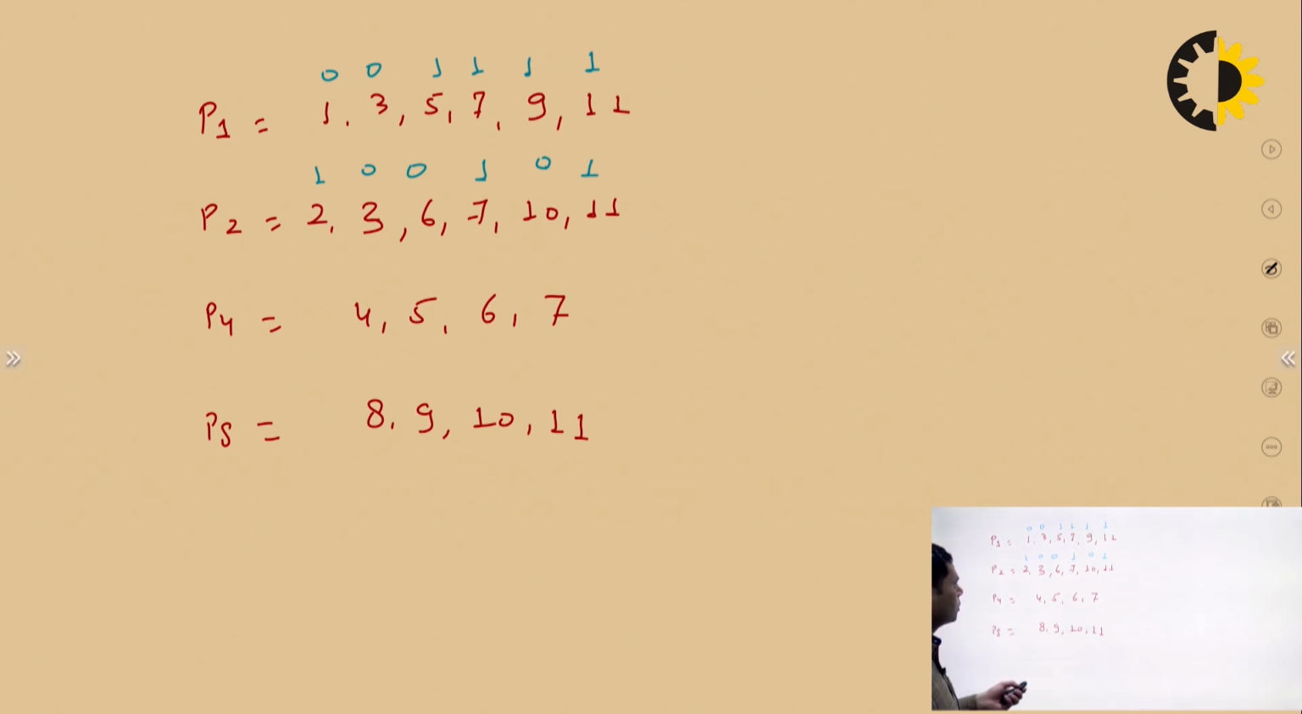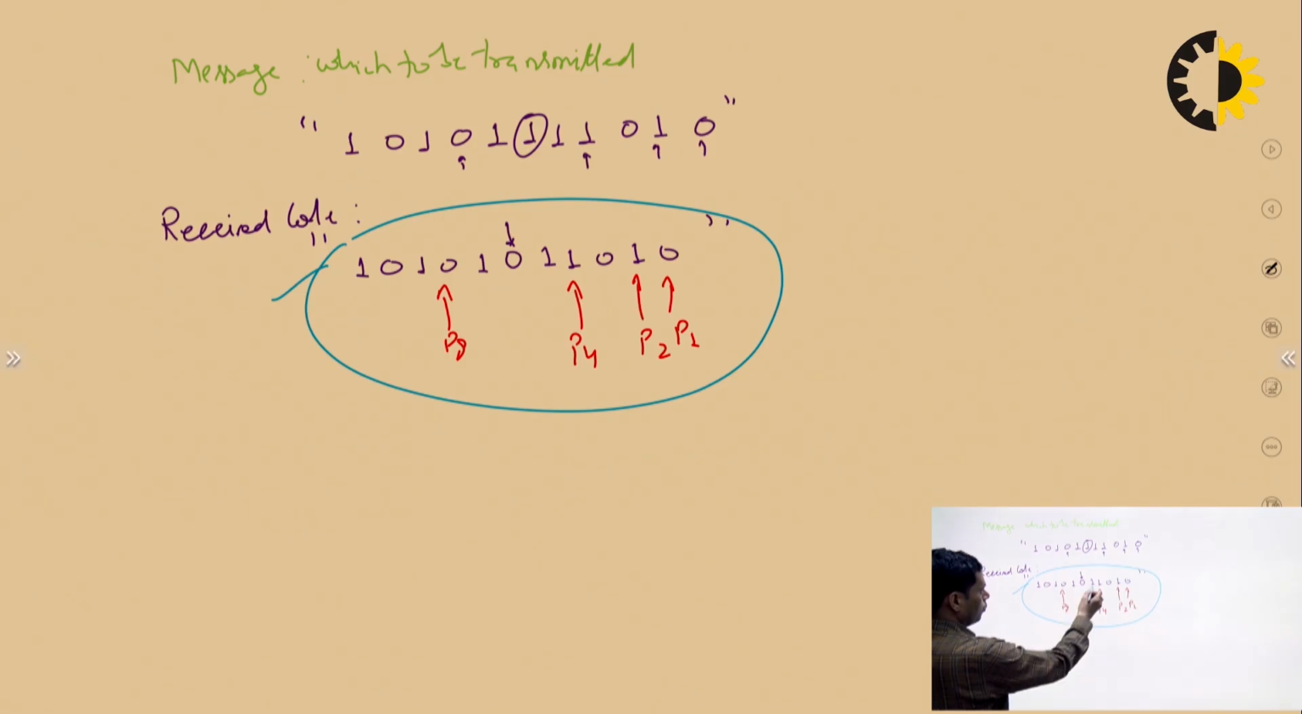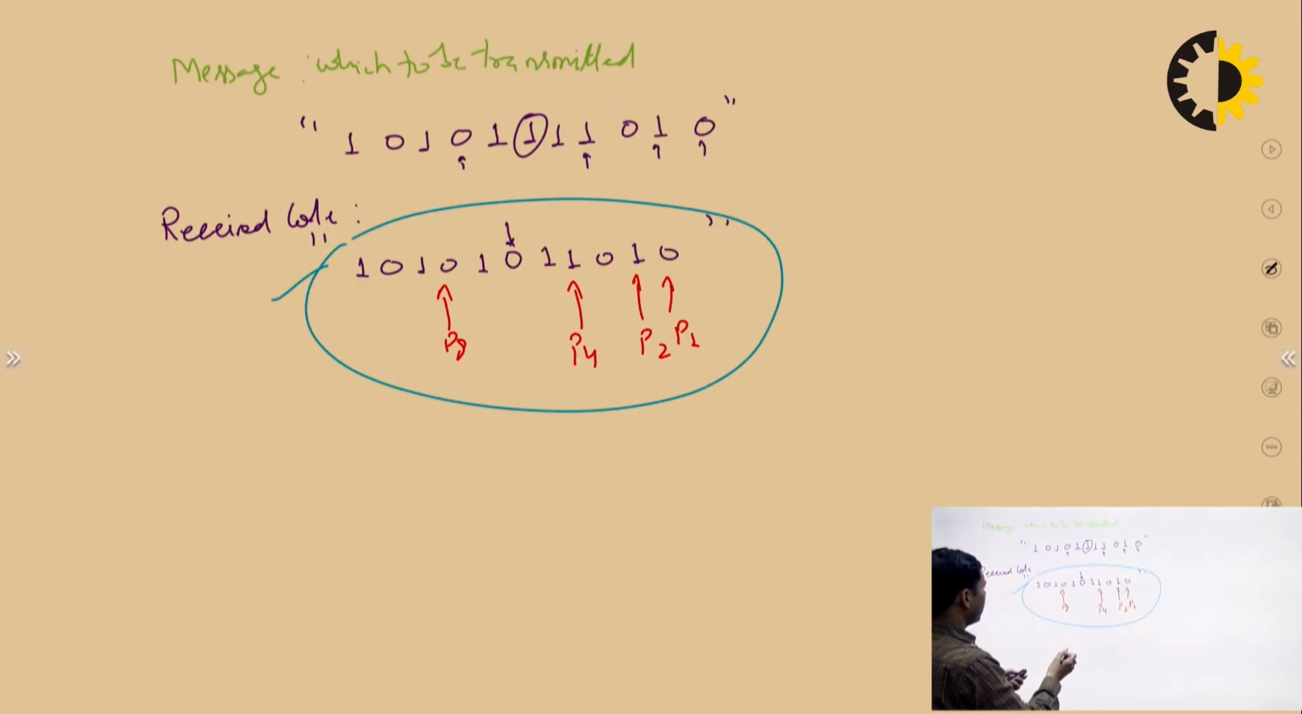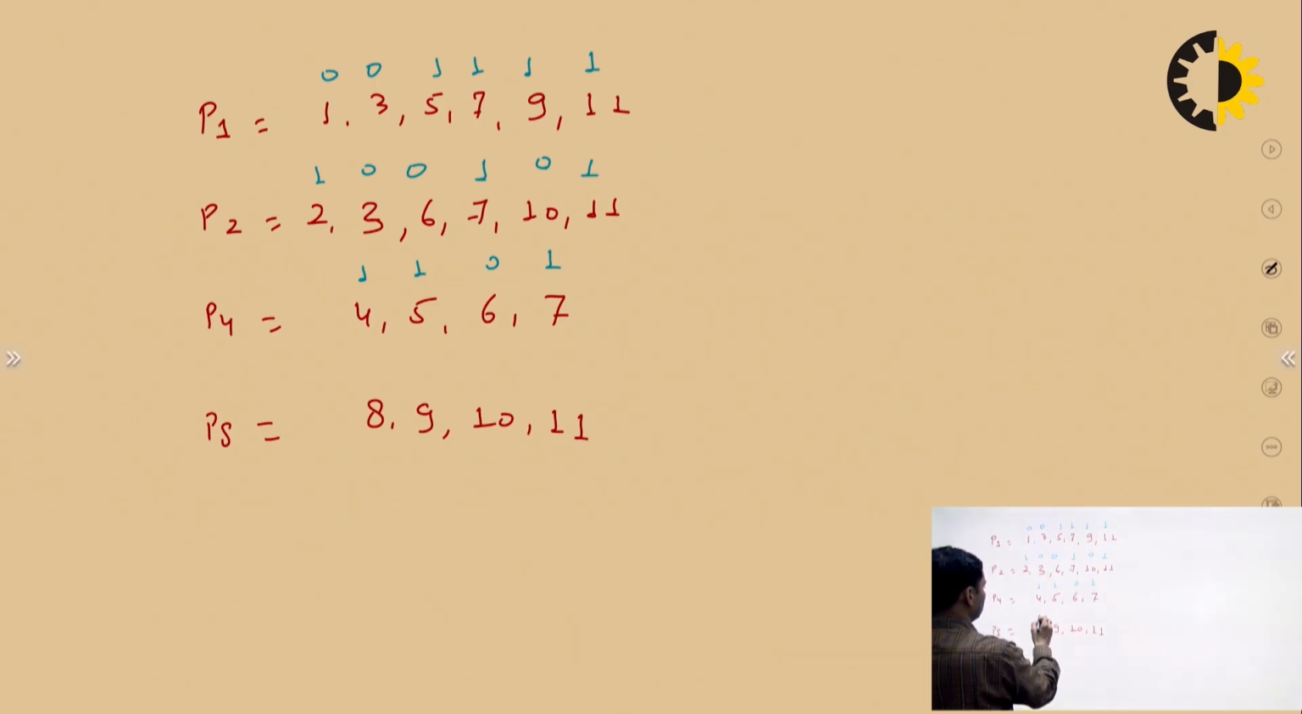Now 4, 5, 6, 7: what values is it having? 1, 1, 0, 1 here. From that you can see here 4, 5, 6, 7 is 1, 1, 0, 1. Then 8, 9, 10, 11 is 0, 1, 0, 1. We have now written it like this.